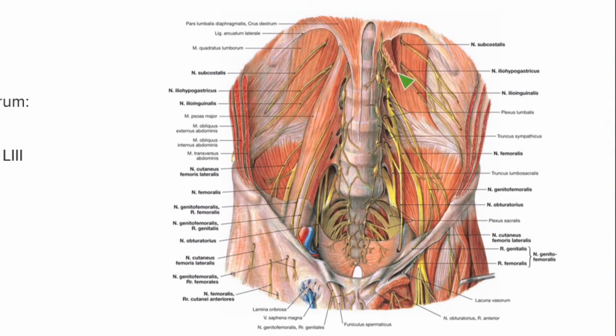Here we have the L1 anterior ramus, and at this level it is split into an iliohypogastric nerve above and an ilioinguinal nerve below. L2 is here, L3 is coming out at this level, and then L4 is emerging at this particular point in the illustration.